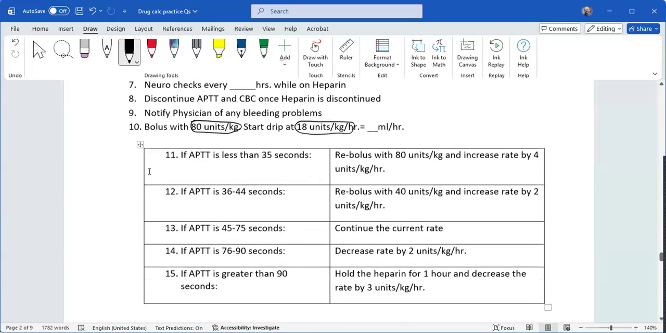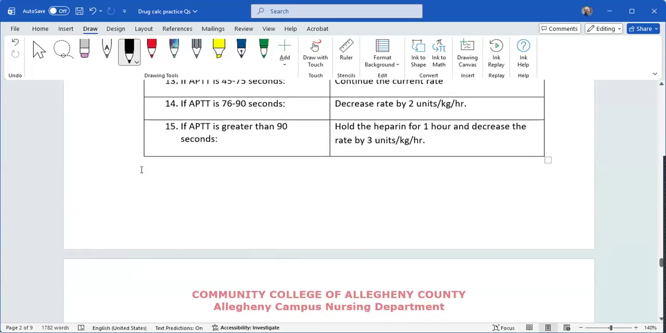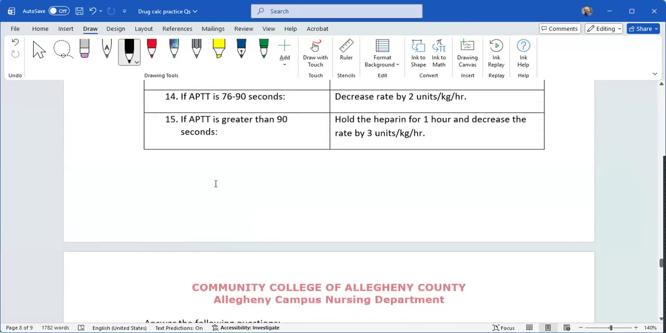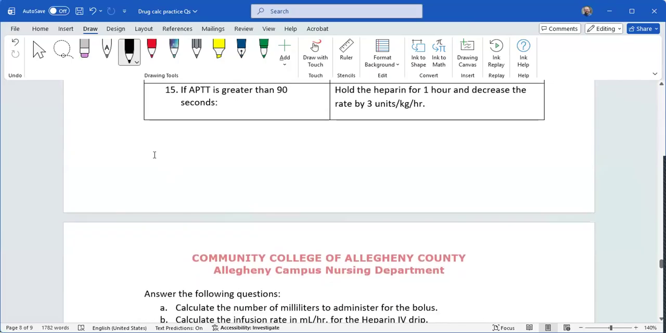So I'm going to use that information to answer these two questions here, which is how many milliliters to administer for the bolus, and then what the infusion rate is. I'm just going to write that information up here since I have space and I don't have to change that too much. So the patient's weight is 90 kilograms. The order is 80 units per kilogram.